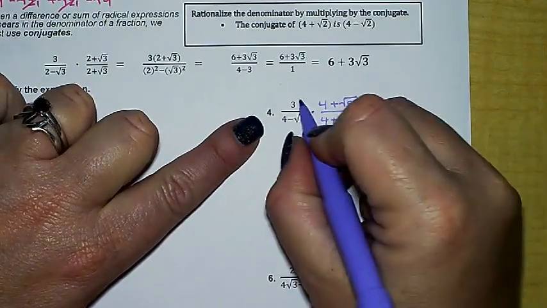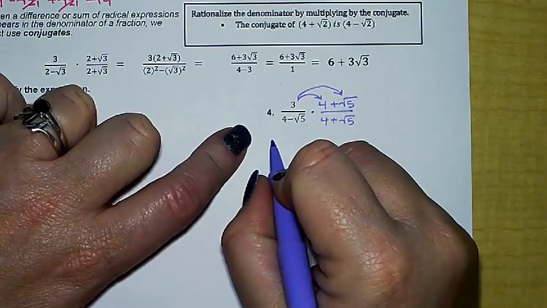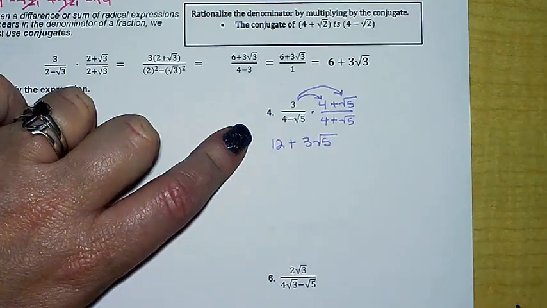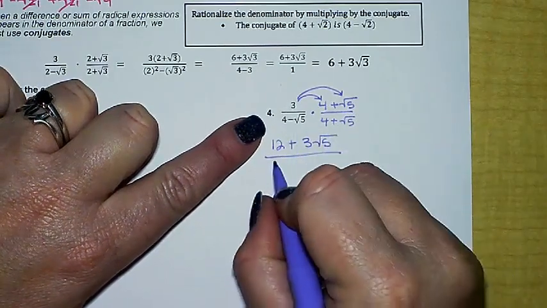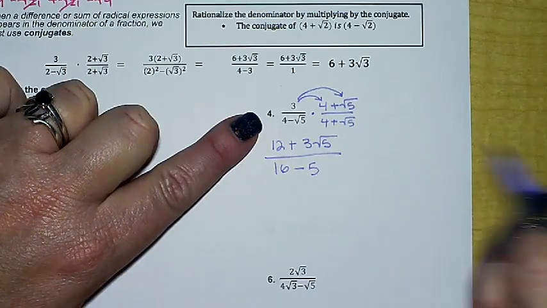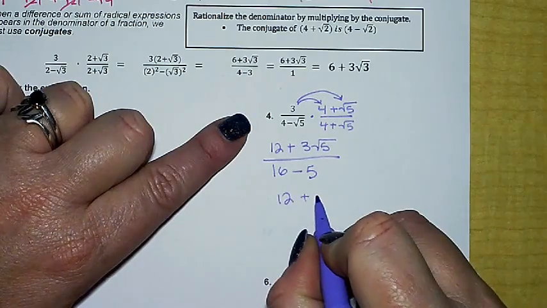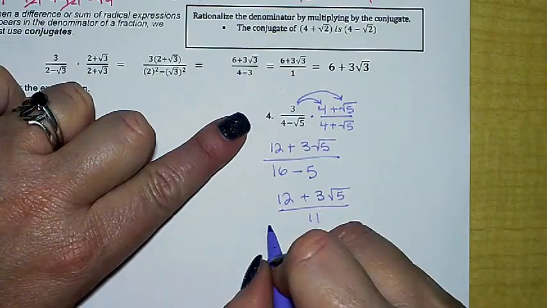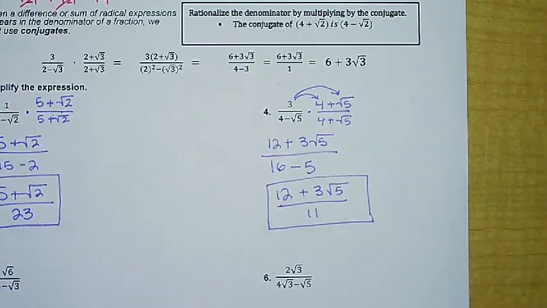And what I'm going to do here is this 3 is going to distribute to both of those, right? So our numerator becomes 12 plus 3 times the square root of 5 over, square that first term, 16, minus, square that second term, that's 5. Now I can simplify my denominator, and I get 12 plus 3 times the square root of 5 over 11. So far, so good, I hope.